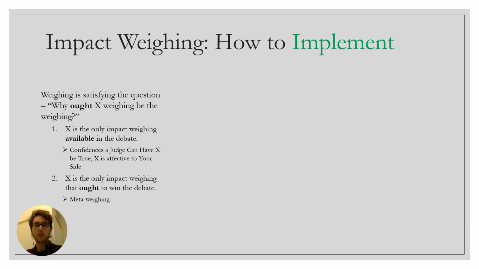So oftentimes you rely on the second way of implementing this, which is to claim that the weighing metric you're choosing, either scale, vulnerability, intensity, or longevity, is the only one that ought to win a debate. So this is the type of meta weighing, right?